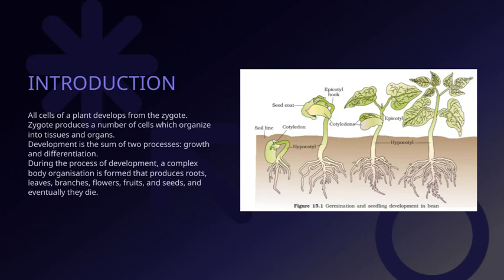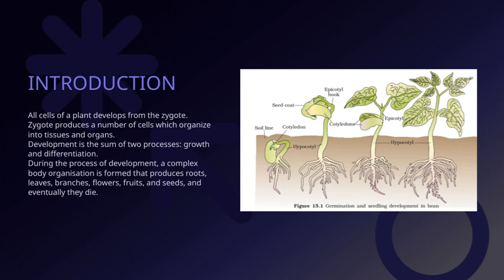So all cells of a plant develop from a single starting point, the zygote. This is the very first cell formed when a sperm fertilizes an egg. From that zygote, a multitude of cells are produced. These cells then organize themselves into different tissues and organs, each with specific functions crucial for the plant's survival.